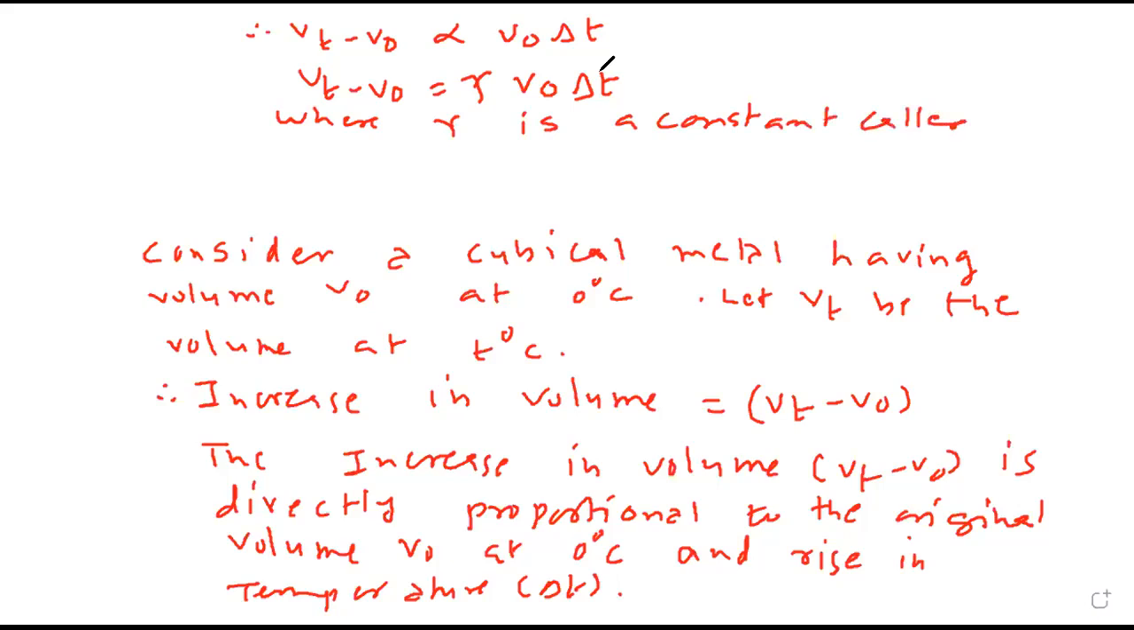constant called the coefficient of cubical expansion. Right. So if they say derive formula for gamma, then you have to go this much. Gamma is a constant called the coefficient of cubical or volume expansion.